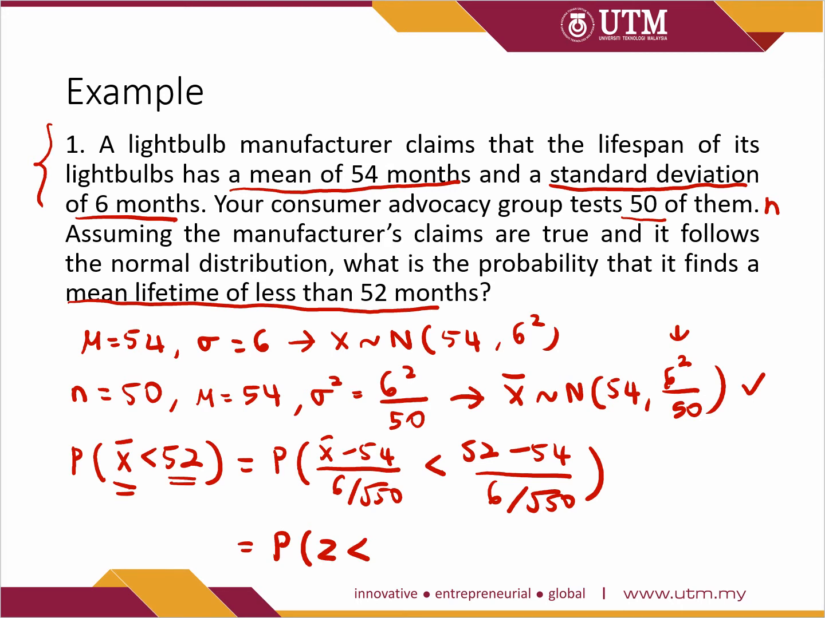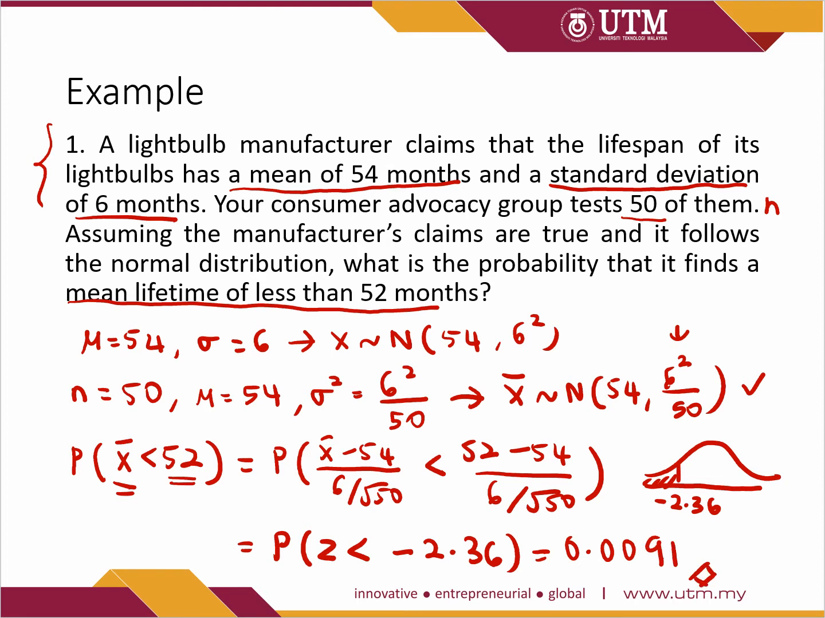So 52 minus 54 divided by 6 over square root of 50, which is equal to the probability of z less than negative 2.36. So if we draw the area of this, it will be this one. So we can just straight away get the value from the table, which is equal to 0.0091. So the probability that the mean lifetime is less than 52 months is 0.0091.